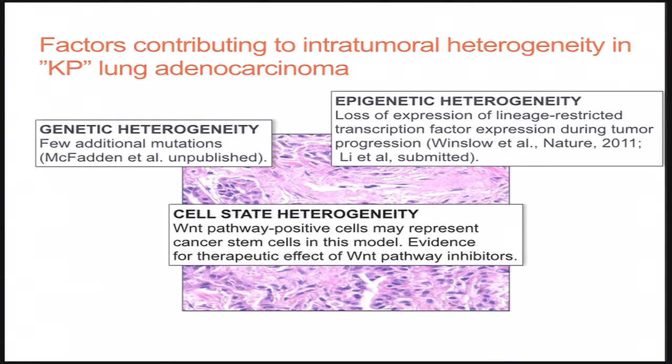So this part sort of summarizes our view of heterogeneity as it exists in the development of this tumor, perhaps a little bit of genetic heterogeneity, but only a little bit, certainly quite a bit of epigenetic heterogeneity, and some form of, I would say, cell state heterogeneity involving stem cells, including those expressing the Wnt pathway.